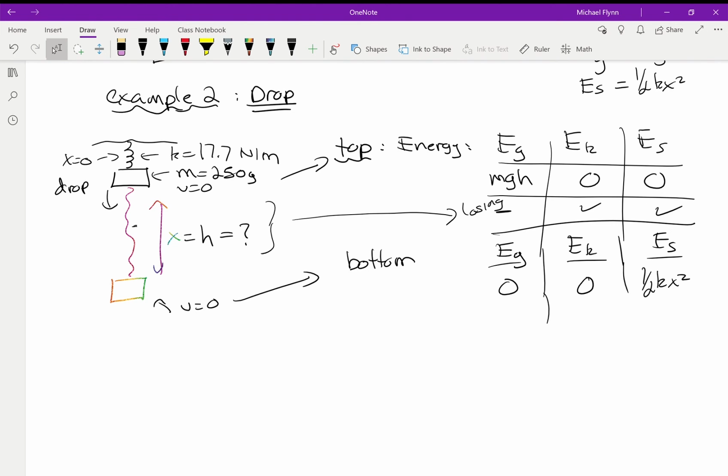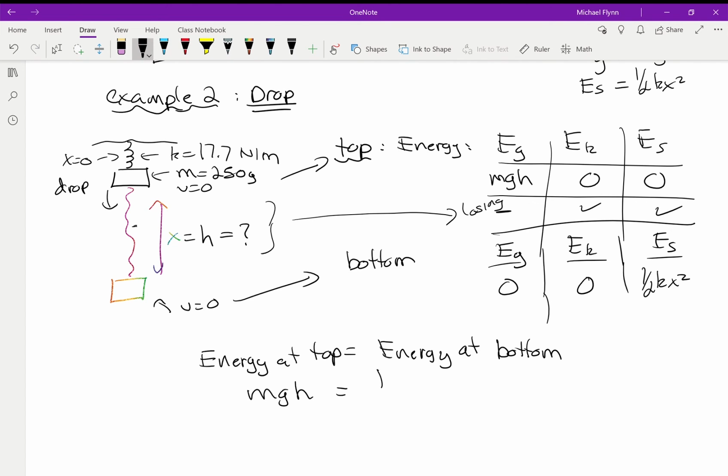And here's the deal. The energy at the top must equal the energy everywhere, really, but at the bottom are the 2 points that we're interested in because we want the maximum stretch. So that's mgh will have to equal half kx squared. Okay, so here at the bottom, all the energy is spring energy.